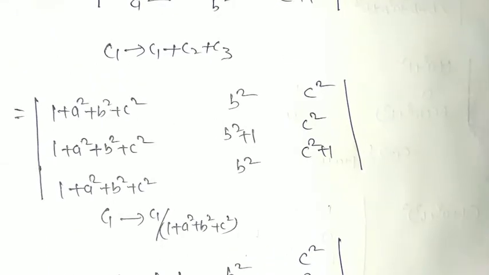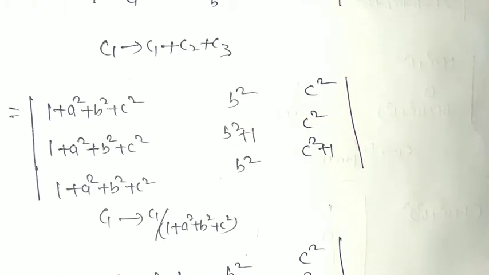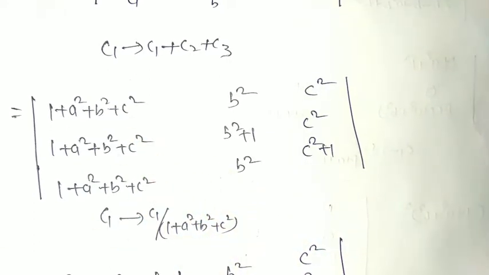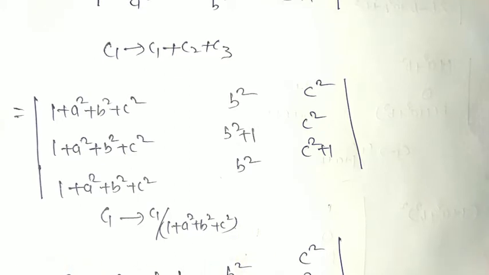Now the first column is 1 plus a square plus b square plus c square in all three rows, and the second column is b square, b square plus 1, b square, and the third is c square, c square, c square plus 1. Now what we have to do is make 1 in the first column. So we are taking 1 plus a square plus b square plus c square common. So we divide each element of the first column by 1 plus a square plus b square plus c square. Since we are dividing each term by it, we have to multiply the determinant by 1 plus a square plus b square plus c square.